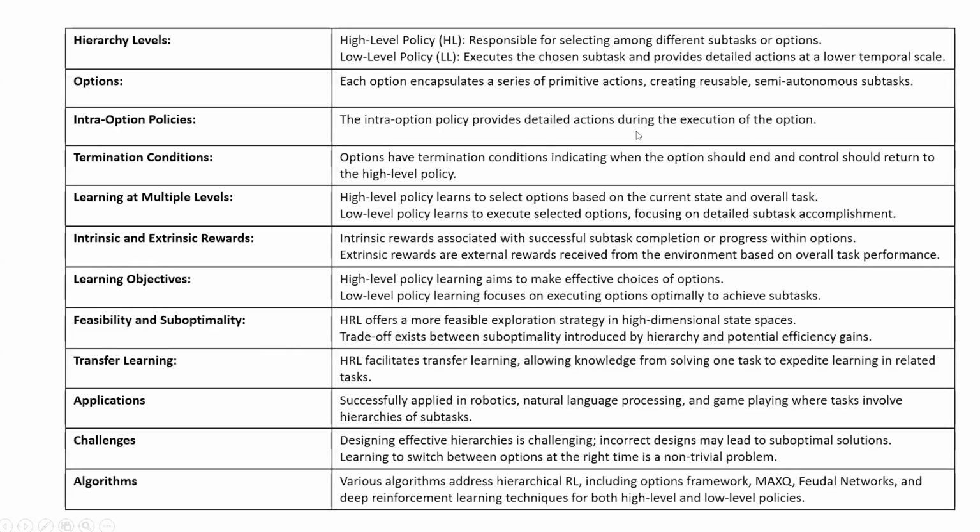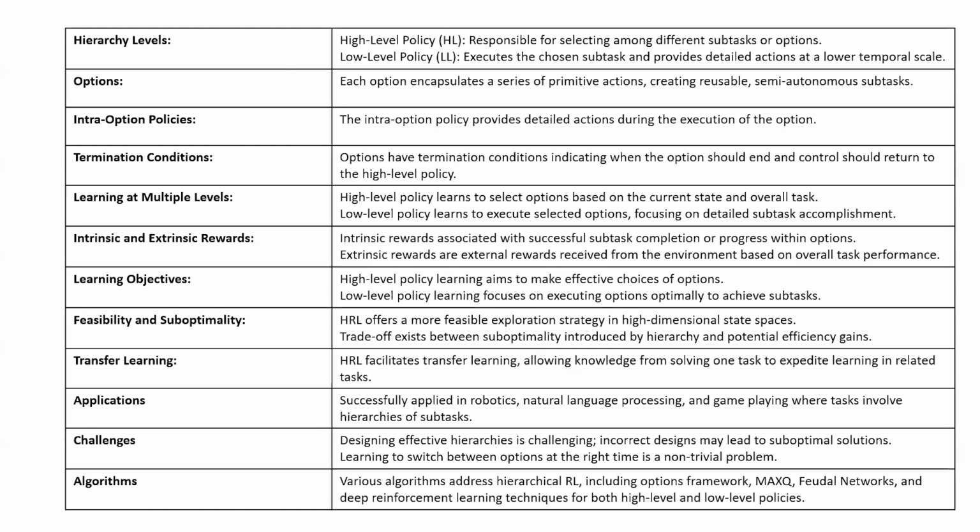Okay. So hierarchical levels. In hierarchical reinforcement learning, you have to define the hierarchical levels. You have the high-level policy, which is responsible for selecting amongst different subtasks or options. You have the lower-level policy, which executes the chosen subtasks and provides detailed actions at a lower temporal scale. And then you have options. Each option encapsulates a series of primitive actions, creating a reusable semi-autonomous subtask. You have the intra-option policy, which provides detailed actions during the execution of the option. You have the termination condition. Options have a termination condition indicating when the option should end and control should return to the high-level policy.